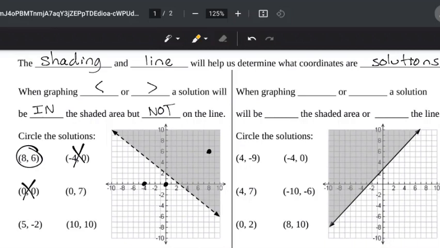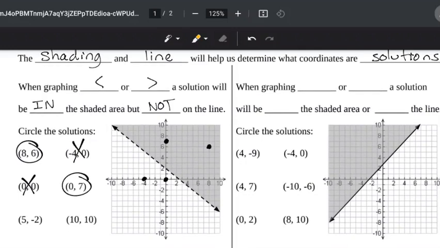Over 0, up 7. This is definitely in the shaded region, so it's a solution. We have 5, -2. To the right 5, down 2. This one is on the line, and coordinates on a dotted line are not solutions. And then we have 10, 10. So over to the right 10 and up 10. That is definitely in the shaded region.